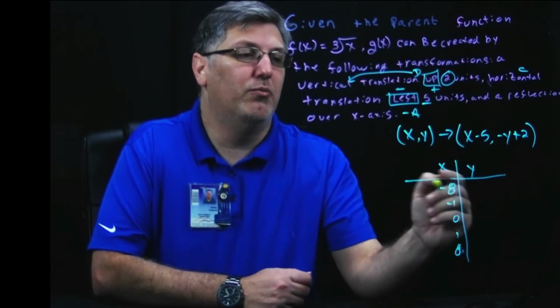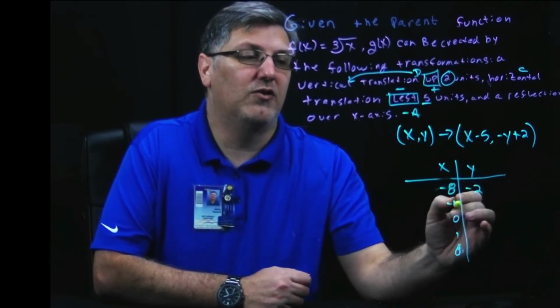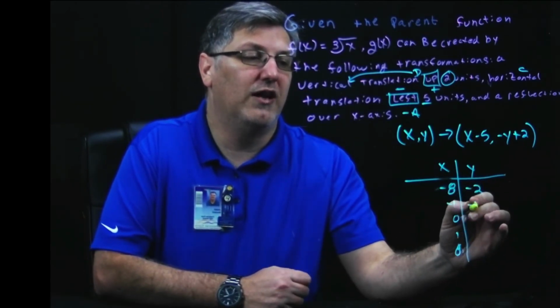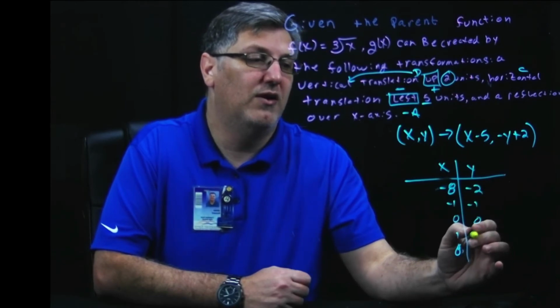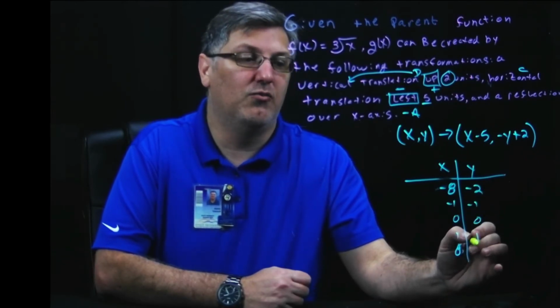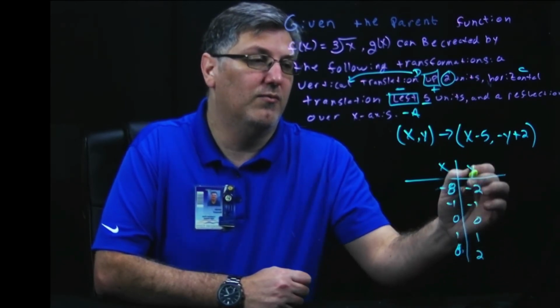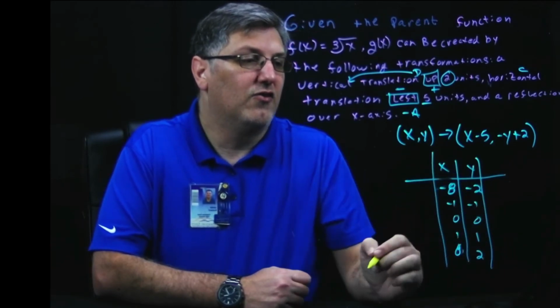So if I do the cube root of negative 8, that's negative 2. The cube root of negative 1 is negative 1. The cube root of 0 is 0. The cube root of 1 is 1. And the cube root of 8 is 2. Okay, so now I have these.